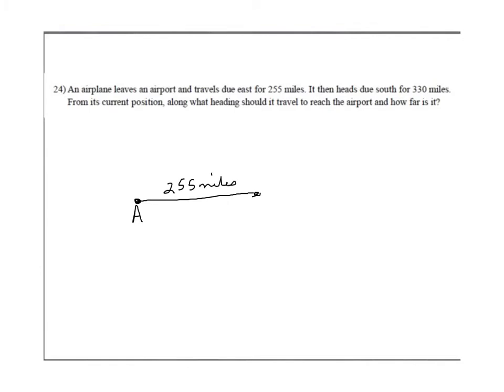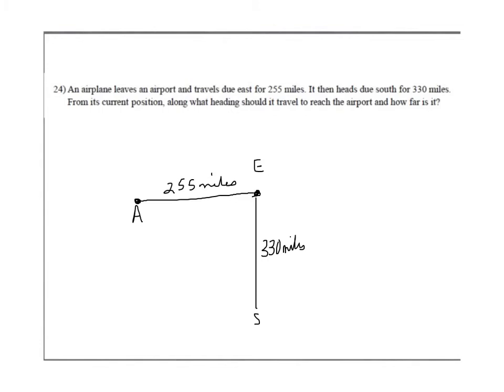Okay, this is east. Okay, due east. And then it says it heads due south, which amuses me greatly because why? That would mean that plane had to turn like a right angle all the way down. But we're going to go with it. Okay, so this is south, right, for 330 miles.